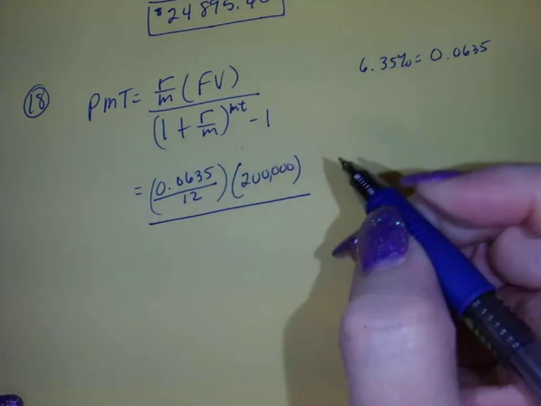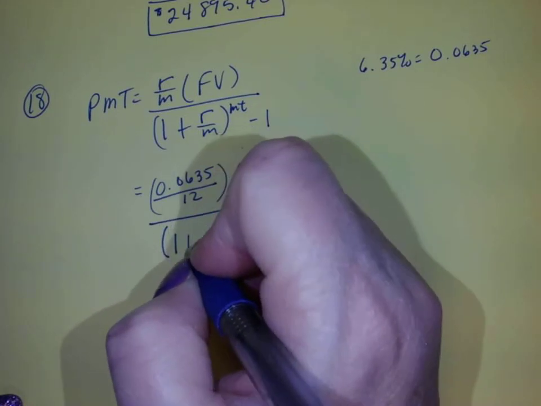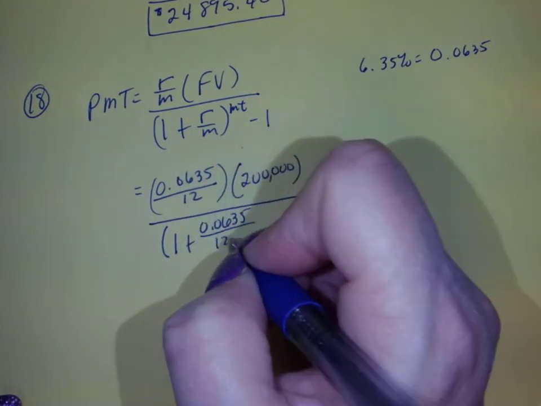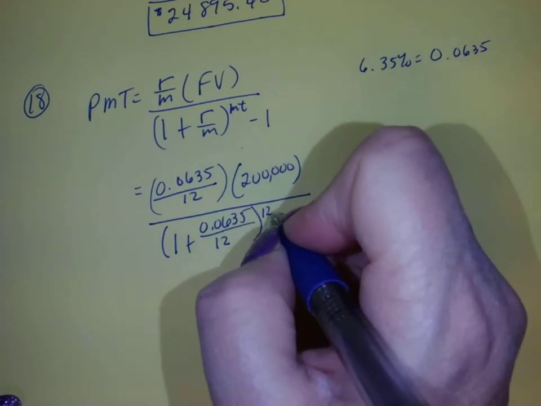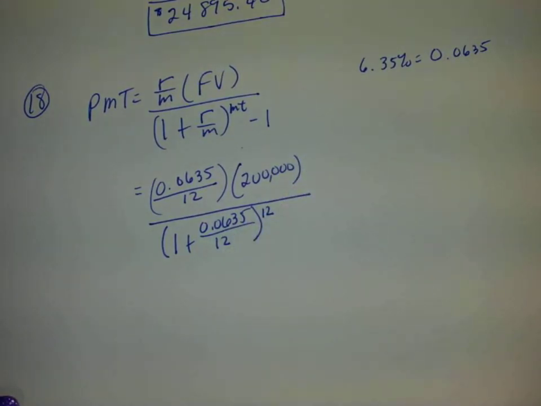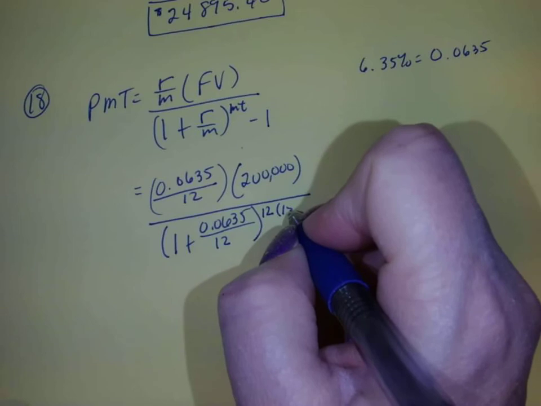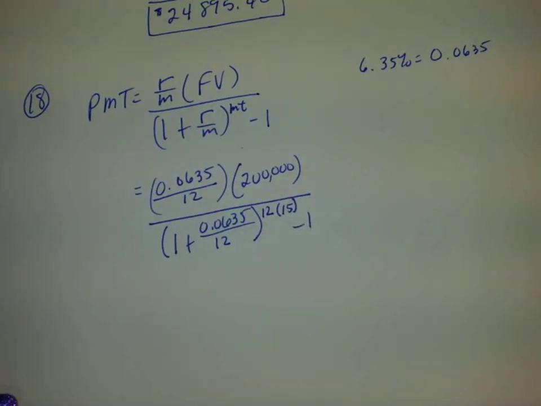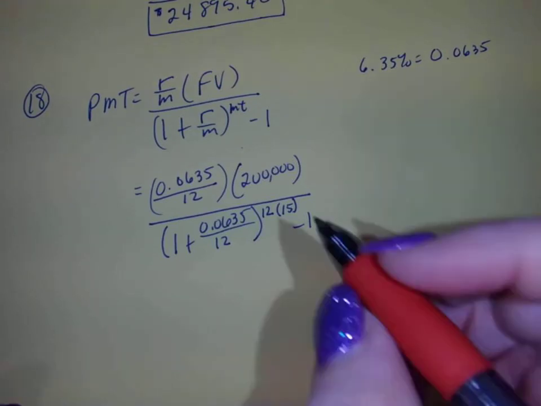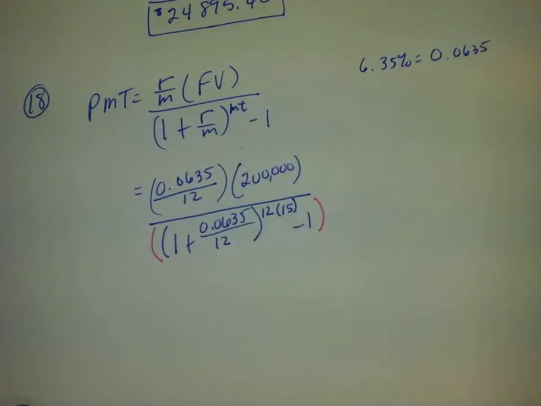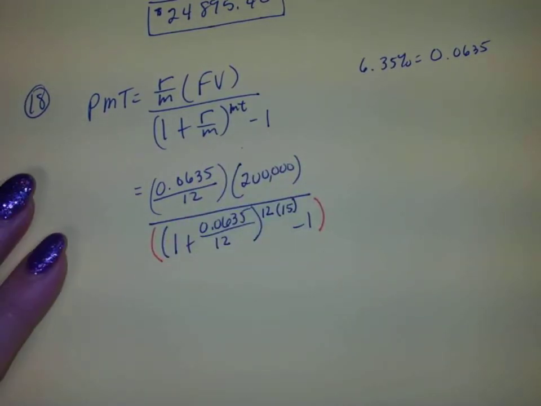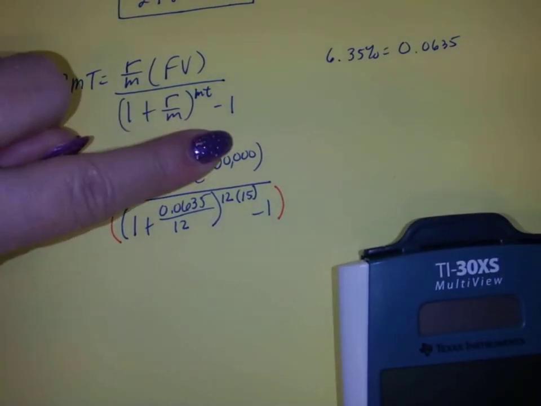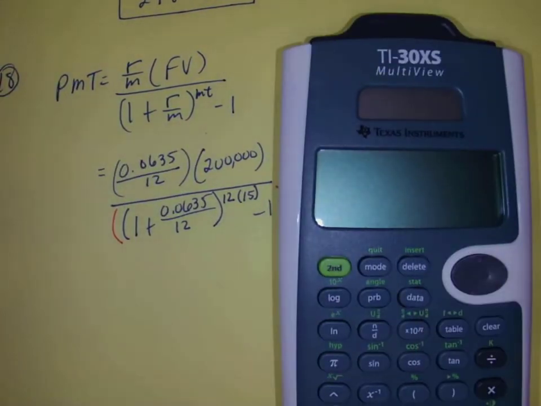Then we're going to divide by 1 plus 0.0635 divided by 12 raised to the 12 times the amount of time, which is 15 years, and then minus 1. So again, we have to follow our PEMDAS, so we're going to have to parenthesize this whole denominator with those extra parentheses. The multiplication will follow the multiplication and then division, so it'll be okay.